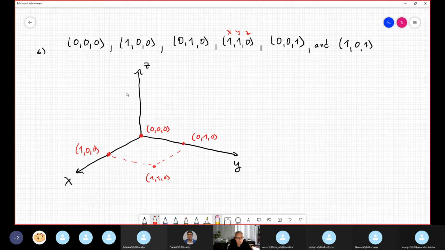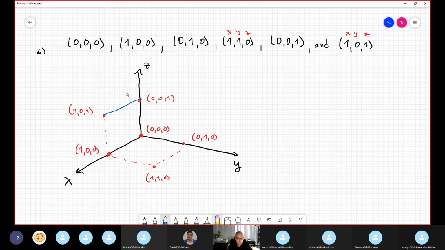Okay, the next point is 0, 0, 1. It is this point here. And finally, 1, 0, 1. There's 1 in X, Y is 0, and Z is 1. This is Z, I suppose it's here. This point is the point 1, 0, 1. Okay, ready to connect these points by line segments.